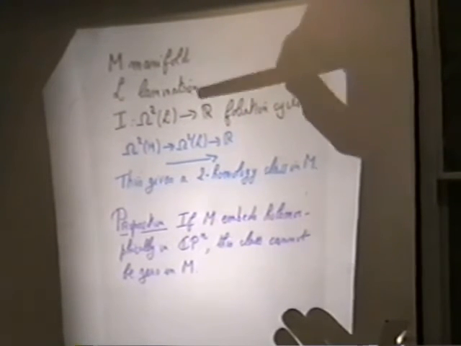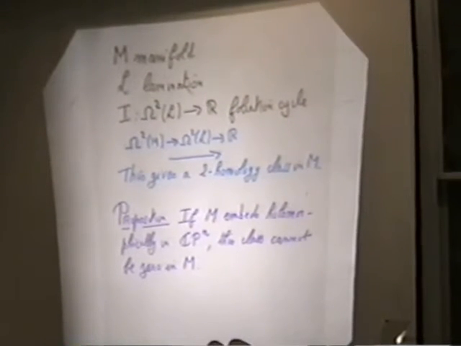Okay, suppose for a moment that our lamination is not a lamination but a foliation. That will be a slight problem in a moment. Suppose this is a manifold foliated by Riemann surfaces. So we have a foliation or lamination on a manifold. Now suppose you have a foliation cycle. I recall that I defined a foliation cycle as a linear functional on two-forms along the leaves which is positive on positive forms and which vanishes on exact forms.